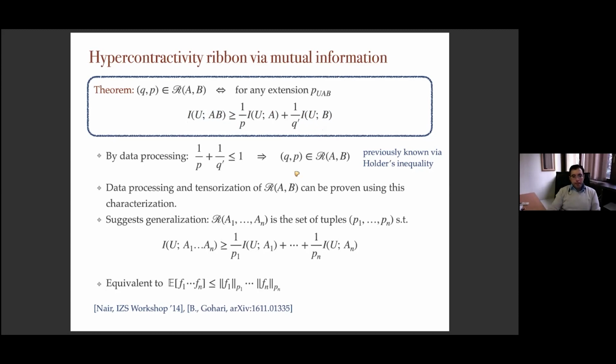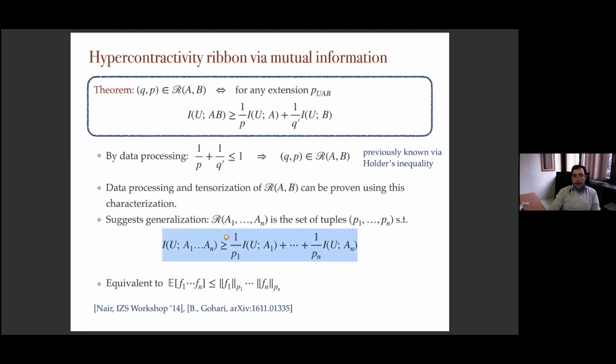The other thing is that this definition suggests generalizing the definition of the hypercontractivity ribbon, not just for a pair of random variables, but for a tuple of random variables. If I have n random variables A1 to An, then I can define this hypercontractivity ribbon to be the set of tuples p1 to pn such that this inequality is satisfied. As you see, this is the generalization of this one.